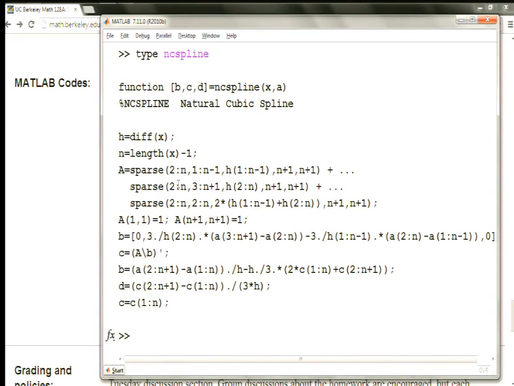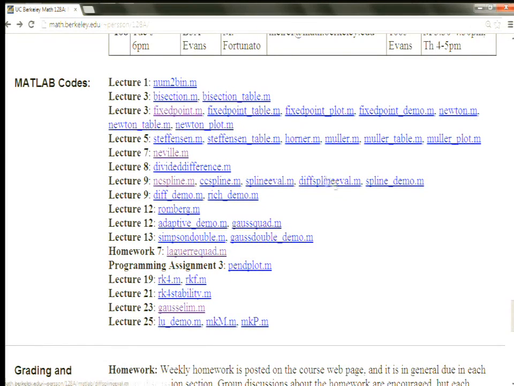Because what you want to check is just what is a spline and how does it work? And you know what it is. It's just all these conditions up to second derivatives on all the interior points. And that's what splines are. So those codes are not that important. And this we used for the programming assignment.